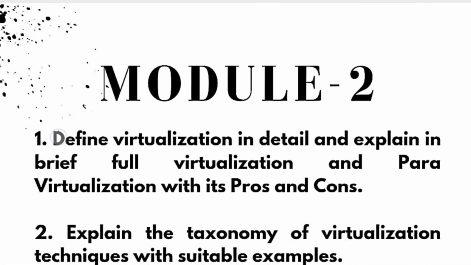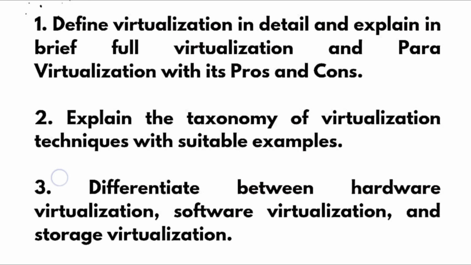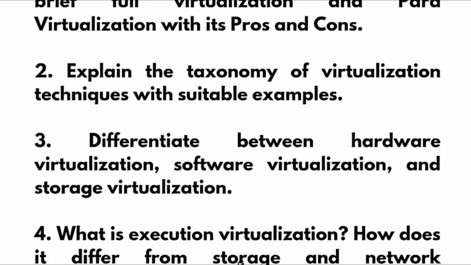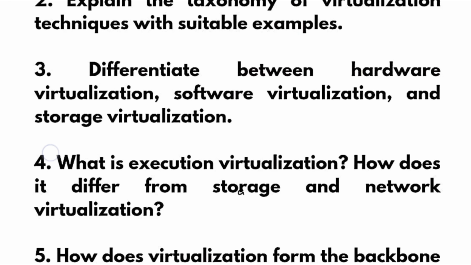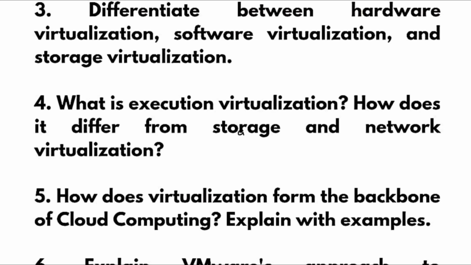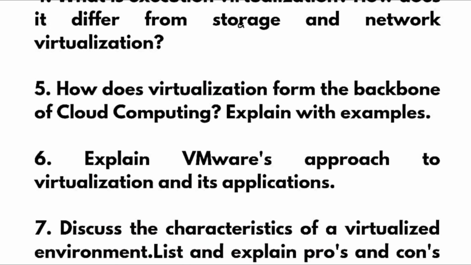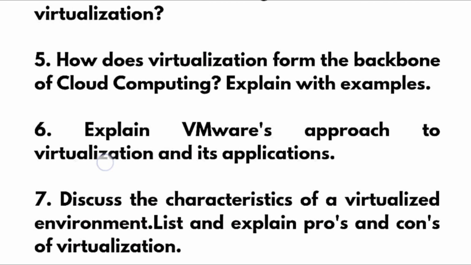Now coming to module second, we have: define virtualization in detail and explain in brief full virtualization and para virtualization with its pros and cons, and explain the taxonomy of virtualization techniques with suitable examples. Differentiate between hardware virtualization, software virtualization, and storage virtualization. And what is execution virtualization, and how is it different from storage and network virtualization? How does virtualization form the backbone of cloud computing? Explain with examples.